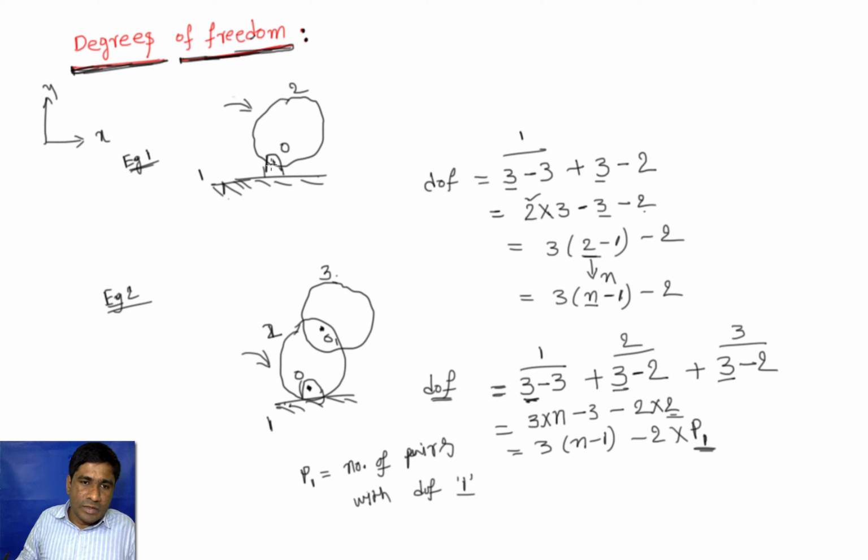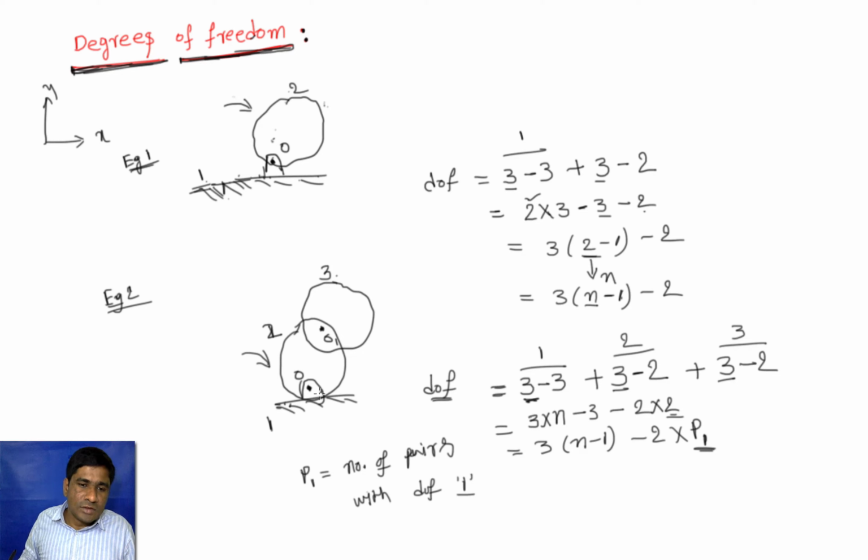For example, in this case, if I consider body 1 and body 2, how many pairs? Only 1 pair. Body 1 and body 2 constitute only 1 pair. So this 1 pair has only 1 degree of freedom between these two. So not total degree of freedom between these two, because about this point O it can rotate. About point O the body can only rotate. So it has only 1 degree of freedom because of this hinge point.